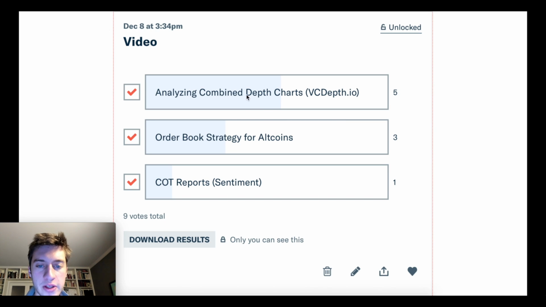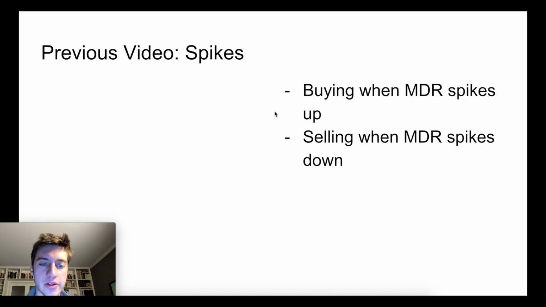All right, so this was the Patreon suggested video, as you can see. And this is really all that we talked about for the first video on vcdepth.io. So really not that complex, just looking for a large rate of change of the MDR for different altcoins, and then looking to buy when we have MDR spike upward and sell when MDR spikes downward.